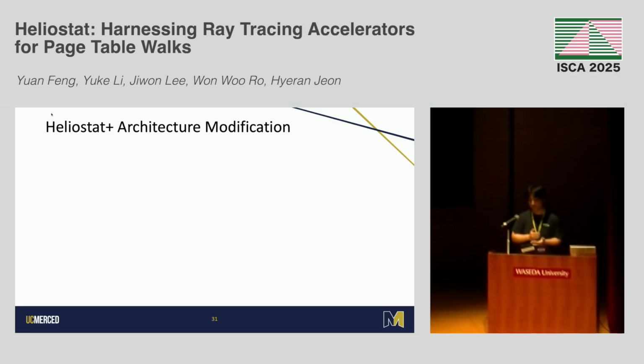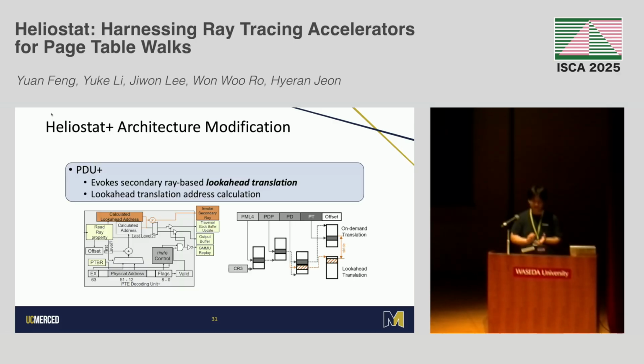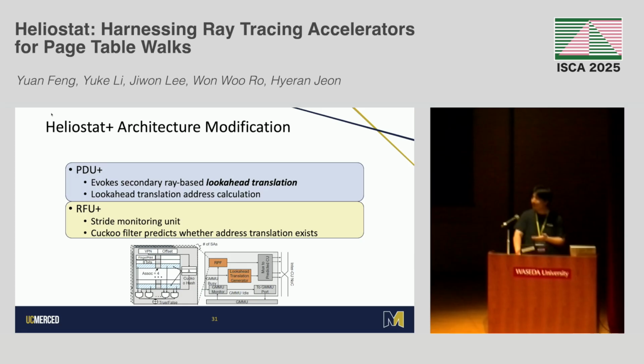To enable the look-ahead translation, we further modify the architecture of baseline Heliostat. Firstly, the ability of handling secondary rays is usually done with dedicated shader code. In Heliostat Plus, we propose PDU Plus, where we enable it with the ability to invoke a secondary ray and lightweight hardware units to calculate the address of the look-ahead.